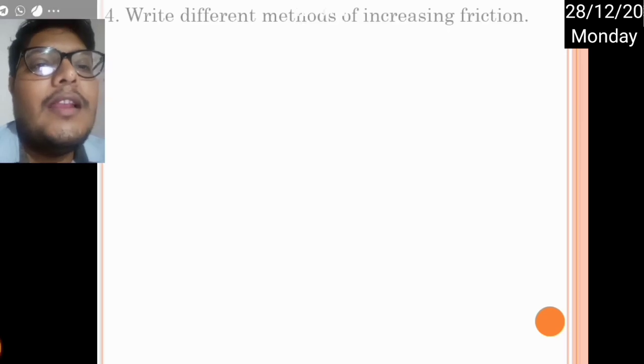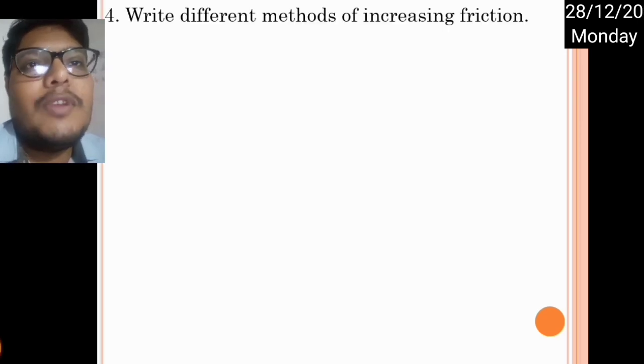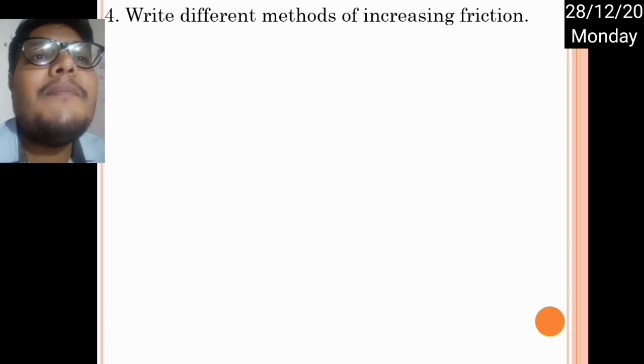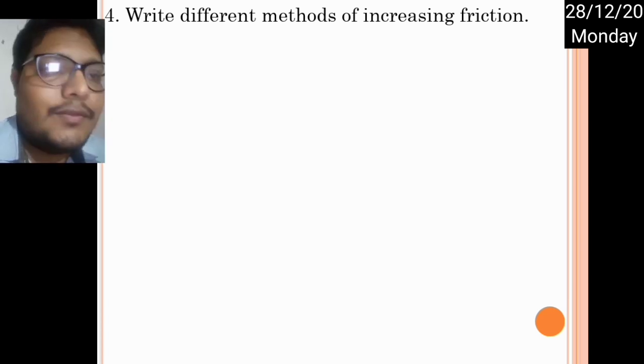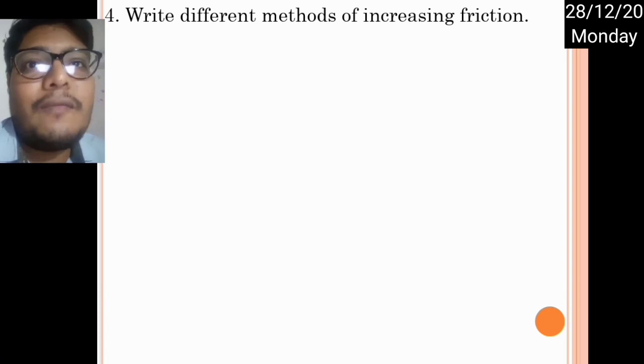Okay. So next one is the fourth question. Write different methods of increasing friction. Now here, as we know, friction is a necessary evil. It means there are many benefits of friction and there are disadvantages, right? Advantages and disadvantages. So right now we need to increase the friction in some cases. So how can we do that? We have to write those examples.